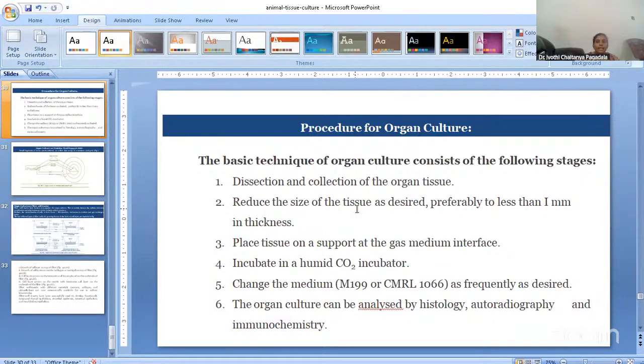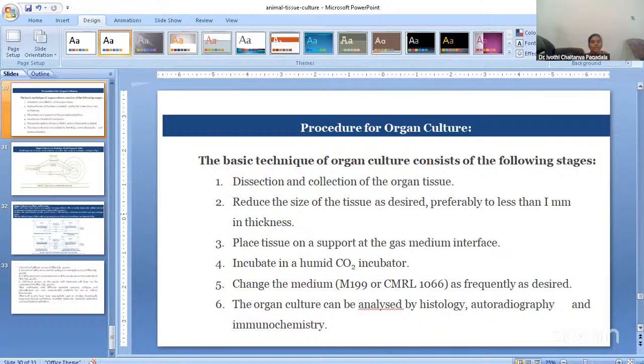The basic technique of organ culture consists of dissection and collection of organ tissue. Reduce the size of the tissue as desired, preferably to less than 1 millimeter in thickness, which allows it to grow in the media. Place the tissue on a support at the gas medium interface. Incubate in a humid CO2 incubator. Just now I told you, a humid CO2 incubator.